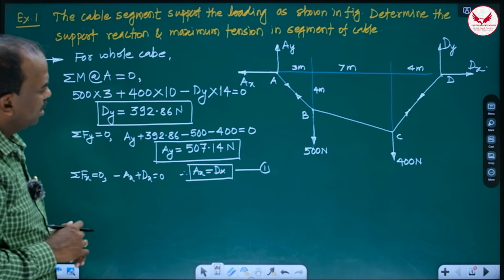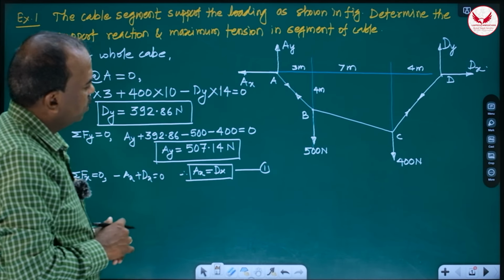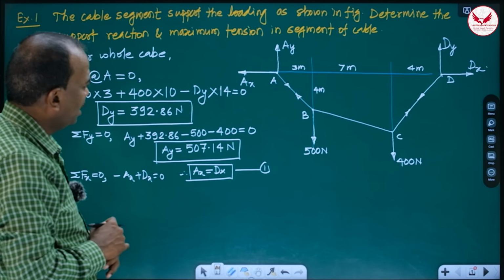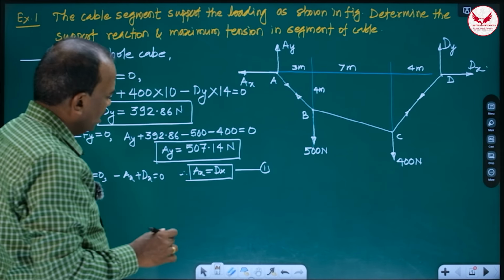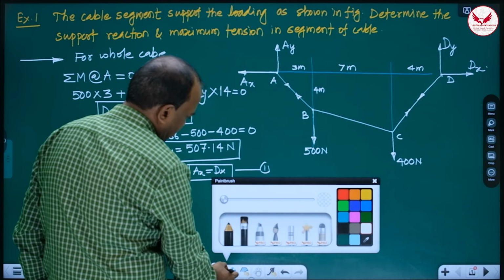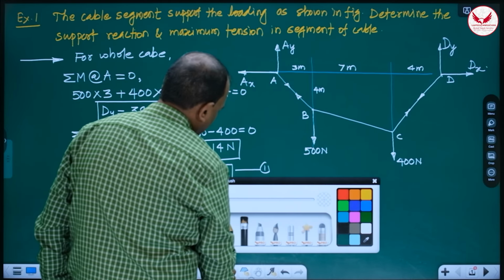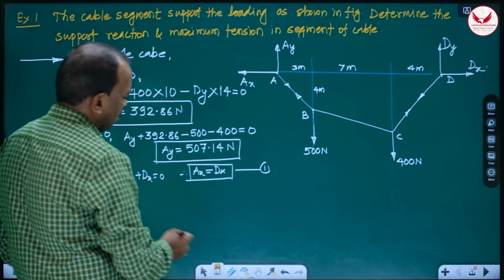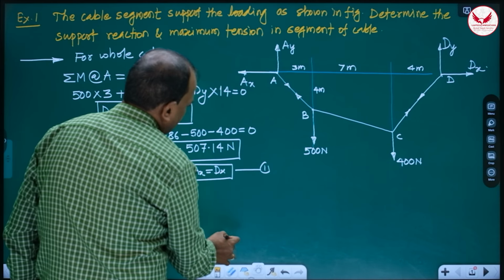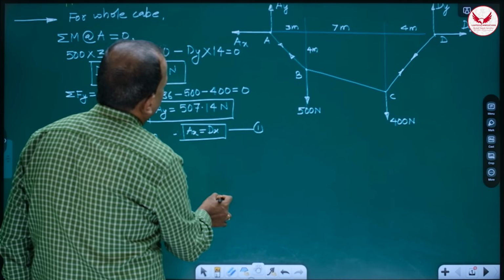Then after that, what is the step? If we wish to get AX and DX, then you always have to follow this method. So what is that method? You take the section of the truss. So I'll shift it a little bit.